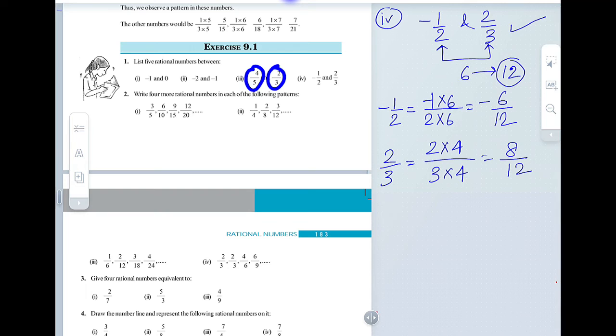You could have taken 6 also. Both will be correct, but you have to find 5 rational numbers. That's why I am taking this safe side. Now for minus 6 by 12 and 8 by 12, how to find this?